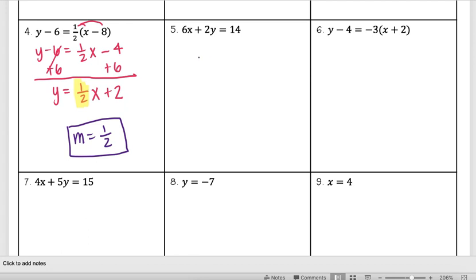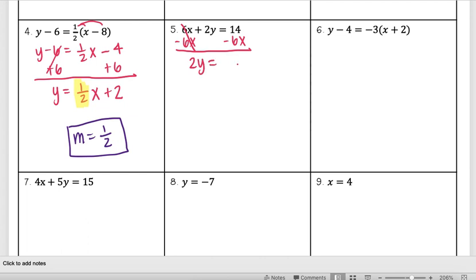Okay, looking at this next one, now I see that this is actually in standard form. I see my x and y are together, but I want to put this in slope-intercept form because I really want to know what my slope is. So going back to chapter 5, those literal equations, I need to get y by itself. So my first step's always going to be to move whatever's added to 2y. So I'm going to subtract this 6x so I can move it to the other side.